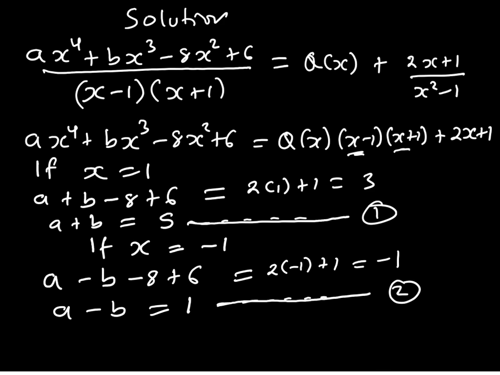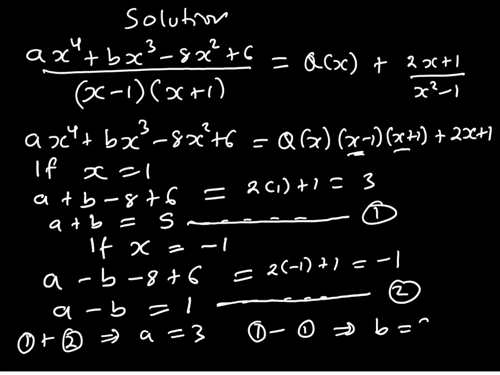Now you solve 1 and 2 simultaneously. A plus b equals 5, and a minus b is equal to 1. So what do we do? When you add, the b cancels out. 5 plus 1 is 6, which implies that 2a is equal to 6, so a equals 3. Then equation 1 minus 2 implies that your b is equal to 2.